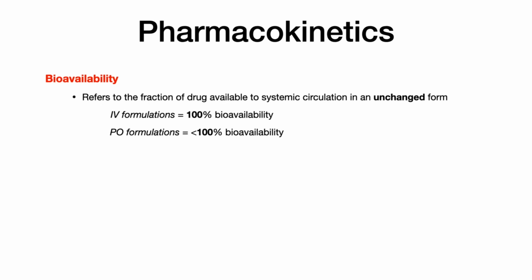So the first thing we really need to talk about is bioavailability. Bioavailability refers to the fraction of drug available to the systemic circulation in an unchanged form. So when you give somebody a drug, that drug will undergo a series of processes that will change the availability of the drug. And as the availability gets changed, that bioavailability obviously is going to decrease, and there will be less of the drug in the systemic circulation for it to carry out its effect.